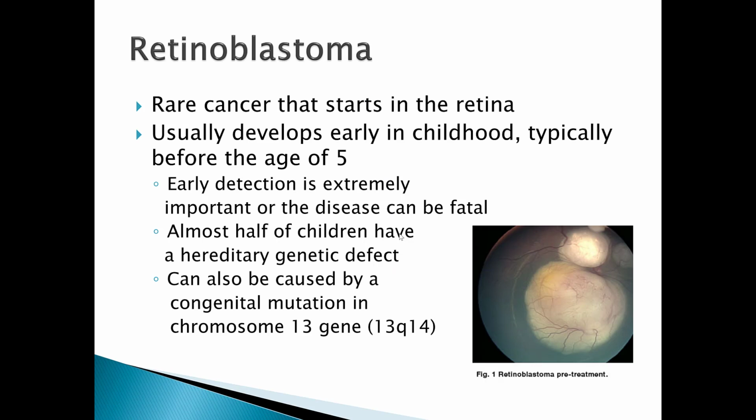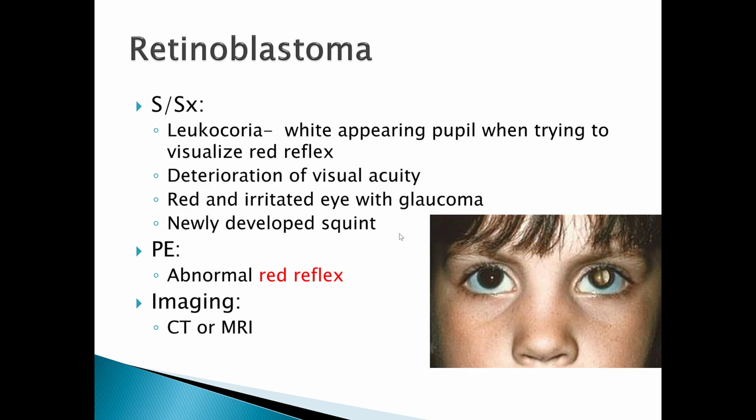One of the last things I'm going to talk about is retinoblastoma. It is a rare cancer that starts in the retina and usually develops early in childhood, typically before the age of 5. And early detection is very, very important, because if you don't detect it early, the disease can be fatal, or they can lose an eye. So almost half of children have a hereditary genetic defect, and it can also be caused by a congenital mutation in chromosome 13.